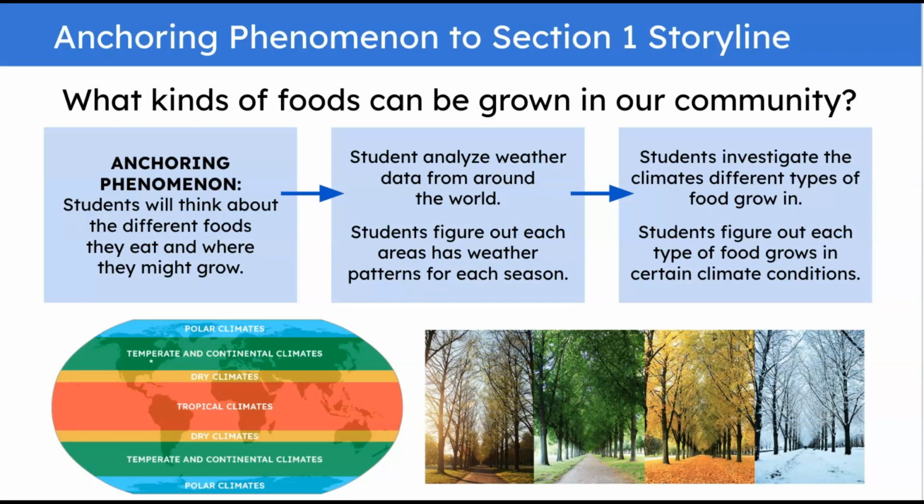Students will explore climate regions of the world to learn that different areas have different climates. Students will then analyze data to learn about weather patterns for various climates and how those patterns can be used to predict what weather will likely happen in the future. Students use these understandings to connect back to the driving question and phenomenon to explore some types of foods and the climate conditions they grow in. They will discover not all foods we eat can be grown in a Missouri climate.